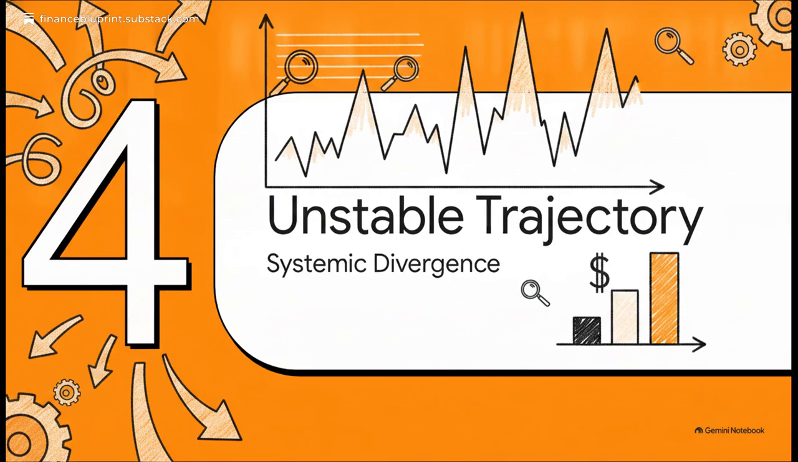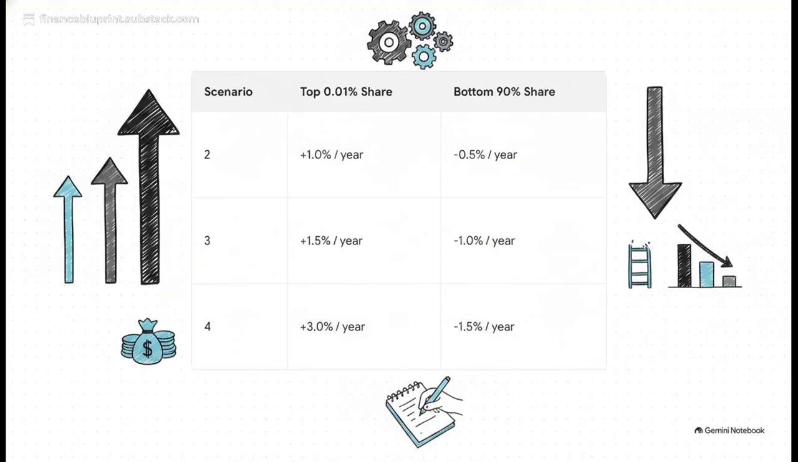Section 4. A temporarily unstable trajectory. So what happens when we apply Fernholz's model to the actual empirical trajectory of the U.S. economy? Using some incredibly detailed wealth data from economists Saez and Zucman, the researchers modeled a few different hypothetical future scenarios. We're looking at trajectories where the wealth share of the absolute top 0.01% continues to aggressively grow, while the bottom 90% declines. Like in Scenario 2, the top share grows by 1% a year.